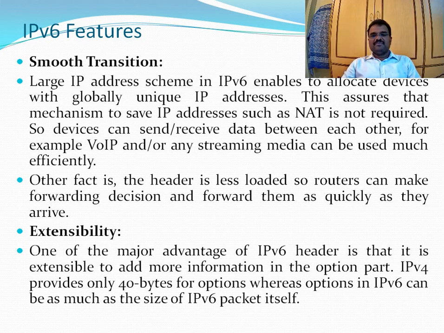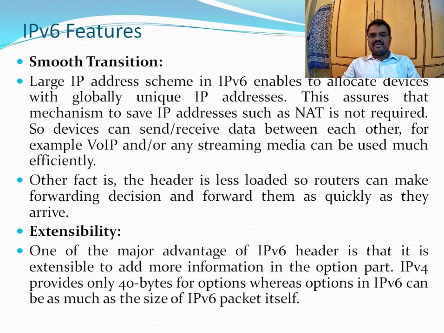So another feature, smooth transition and extensibility. The large IP address scheme in IPv6 enables allocating devices with globally unique IP addresses. This assures that mechanisms to save IP addresses such as NAT are not required. So the devices can send or receive data between each other. For example, voice over IP or any streaming media can be used much more efficiently.